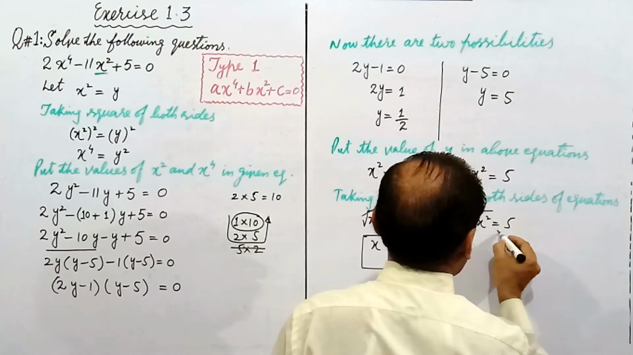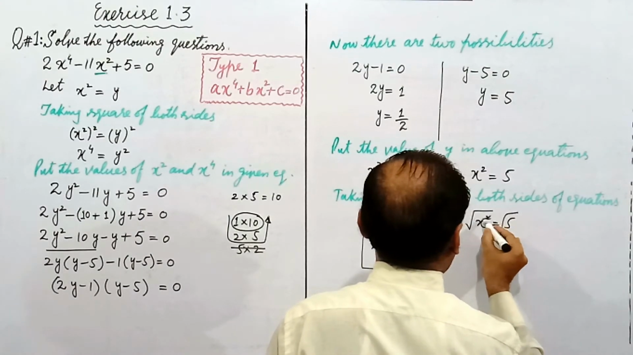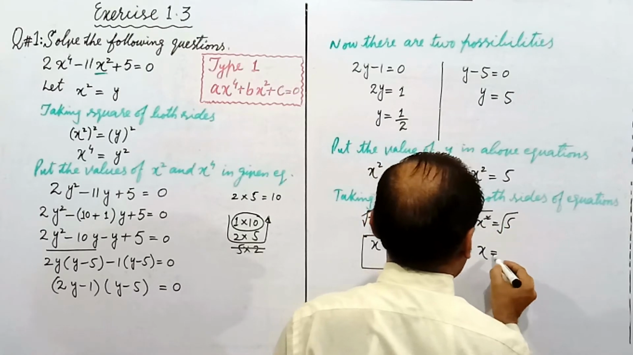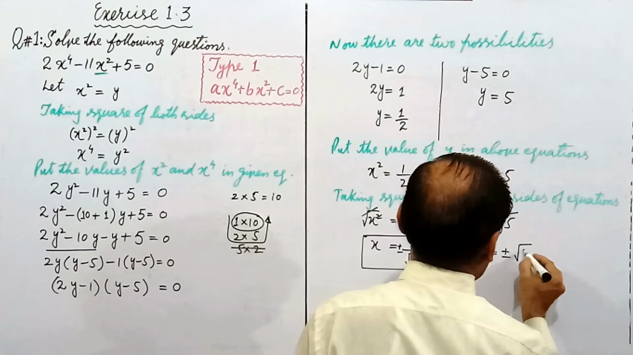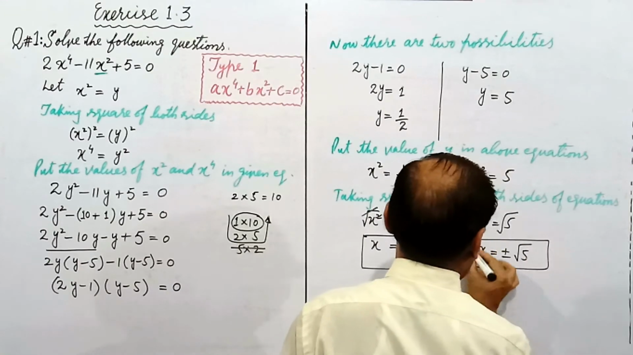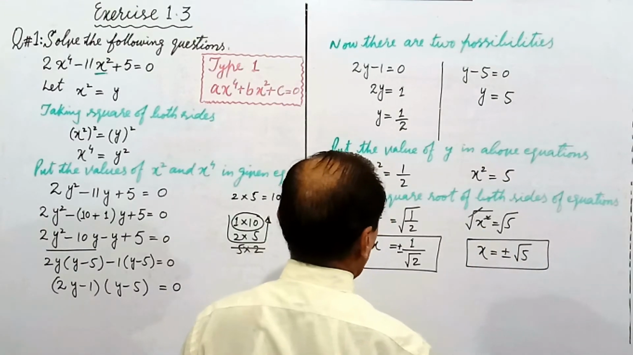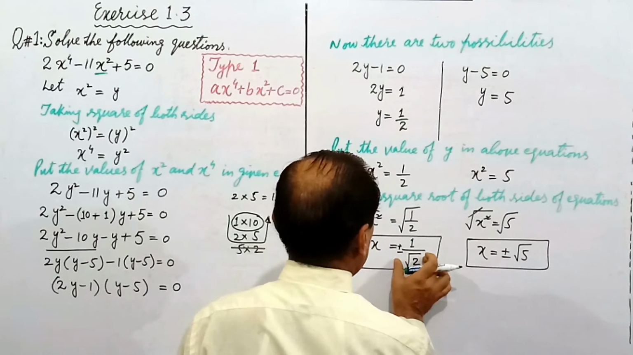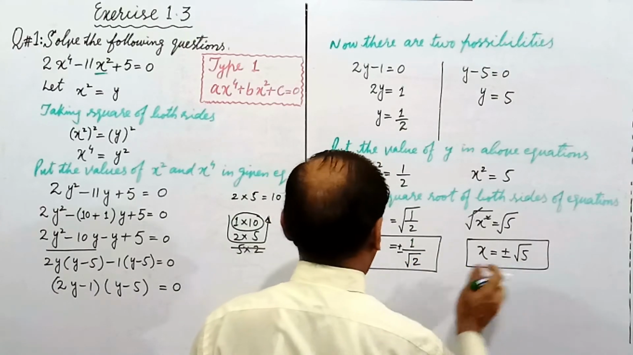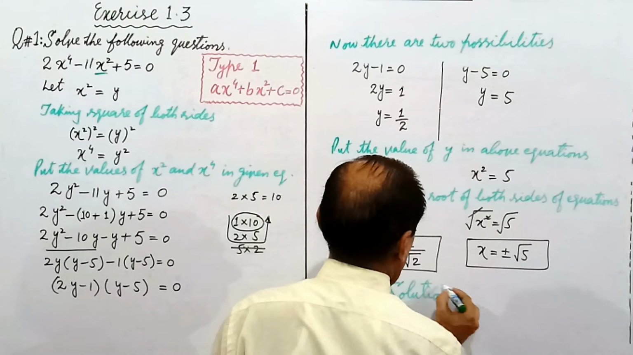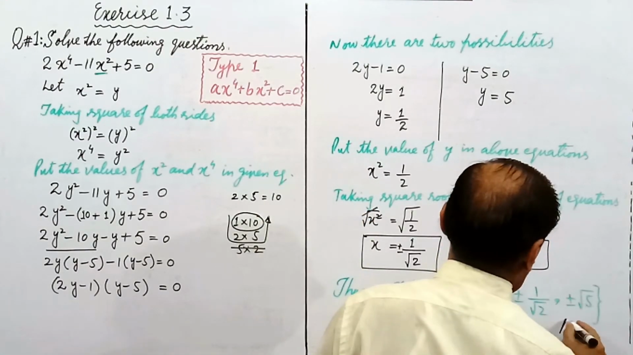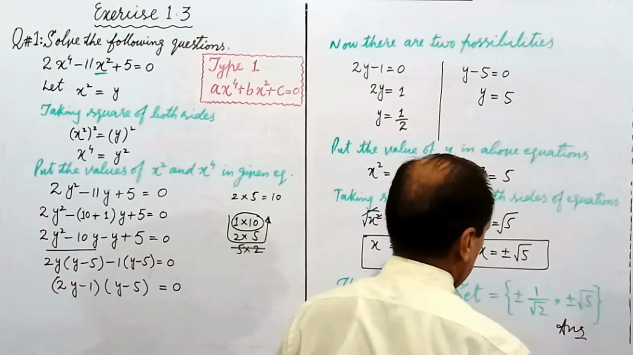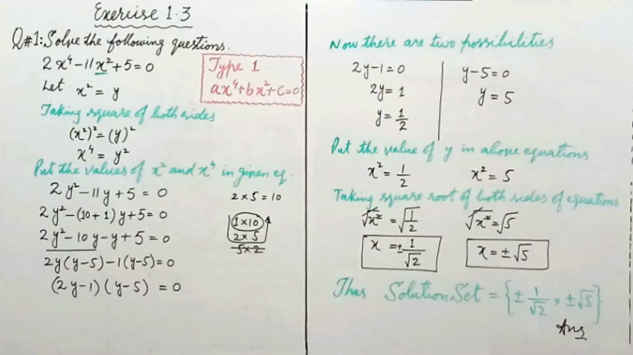We take the square root of both sides. When we solve the left hand side, square is cancelled by square root, and hence the solution we get is plus minus under root 5. The solution set of question number 1 is 1 plus minus 1 over under root 2, plus minus under root 5. That's it for question number 1.